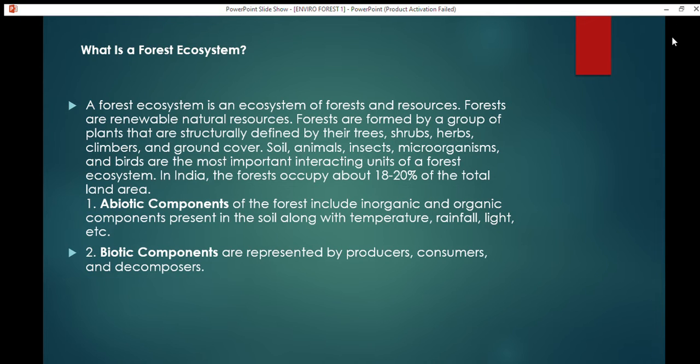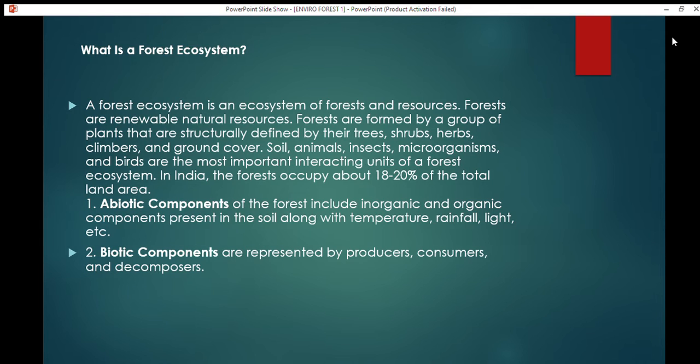Okay, so back to our main topic. We're talking about the forest ecosystem. What is a forest ecosystem? It's an ecosystem of forest and resources. Forests are renewable natural resources. Forests are formed by a group of plants that are structurally defined by their trees, shrubs, herbs, creepers, and ground cover. So animals, insects, microorganisms, and birds are the most important interaction units of the forest ecosystem.